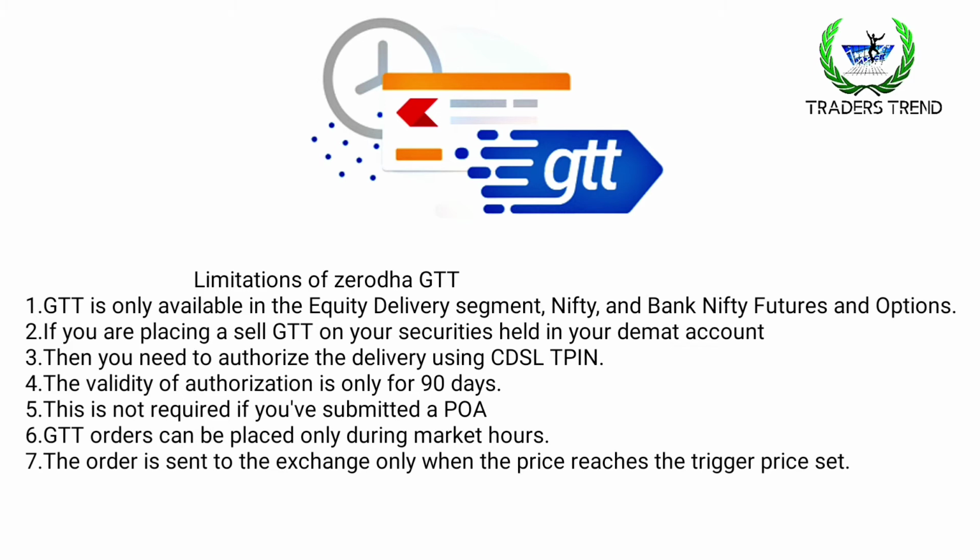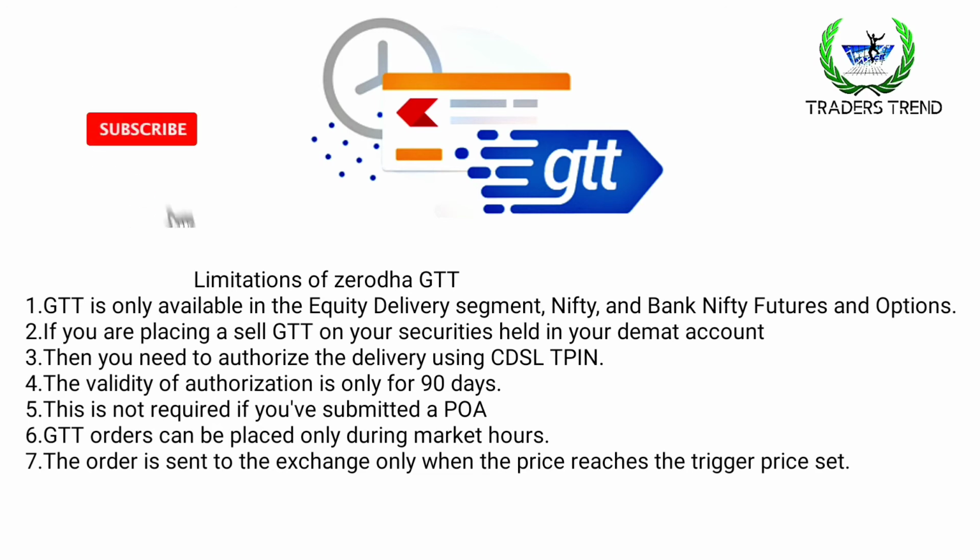And then if you are placing a sell GTT on your securities, you have to hold the stock in your demat account. You have to already buy it, then only you can sell the stocks. Then you need to authorize a delivery CDSL T-PIN, and the authorization is valid for 90 days. This is not required if you submitted a POA, I already told.